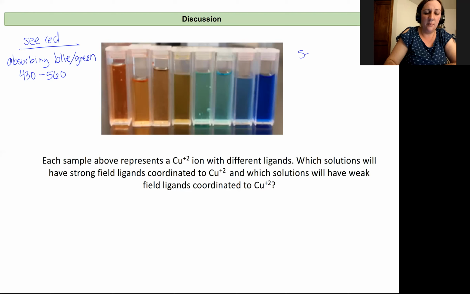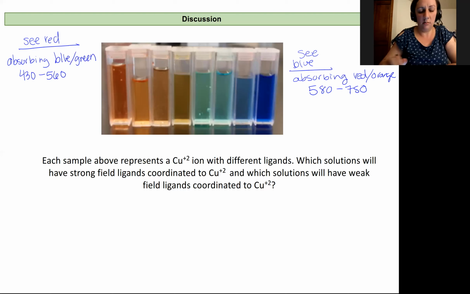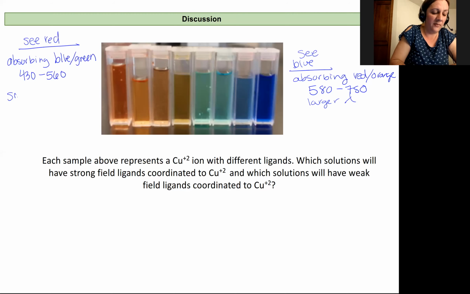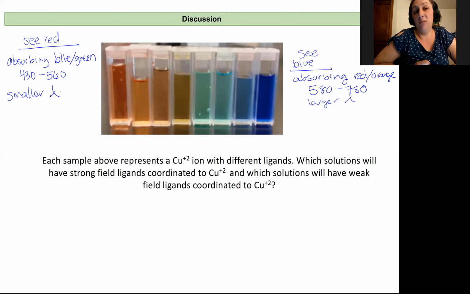And if we are seeing blue instead, then we're really absorbing in the red and orange region, which is going to correspond to wavelengths that are more like 580 to 750. Again, broad range, but you get the idea. This is a broad enough range, it's fine because we're just looking at a comparison of what the difference between these wavelengths is. And so we can see that we have a larger wavelength when we see blue, and we're absorbing a smaller wavelength when we are seeing red.